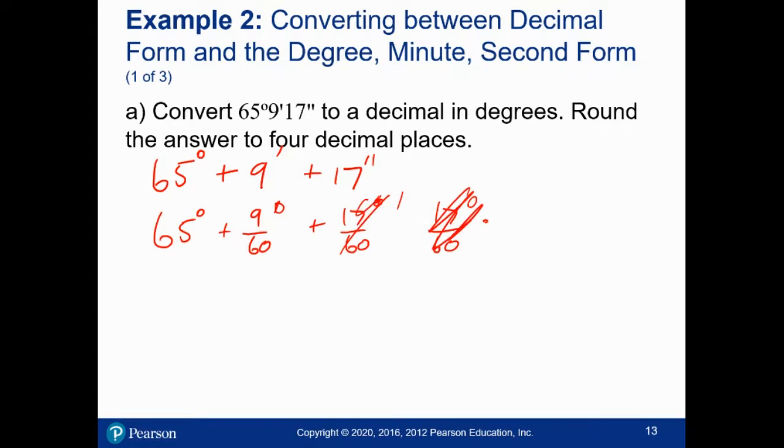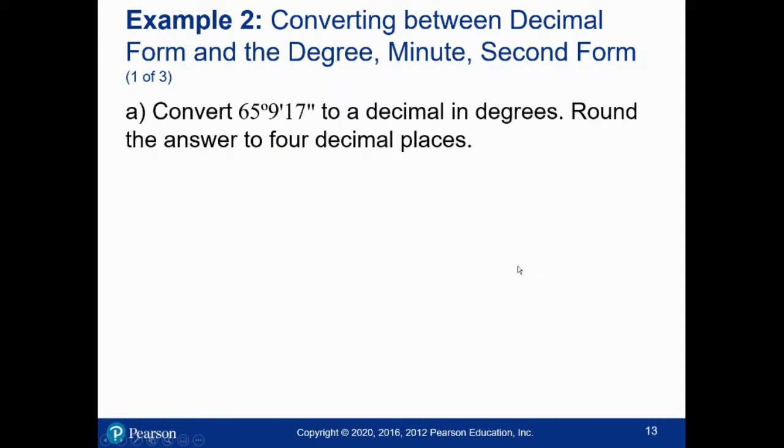I keep writing the wrong symbol, sorry. So let me start that over, and I'll keep my symbols straight this time, I promise. So what we have is 65 degrees, then we also have 9 minutes, then we also have 17 seconds. But we have some conversions we can do, okay?